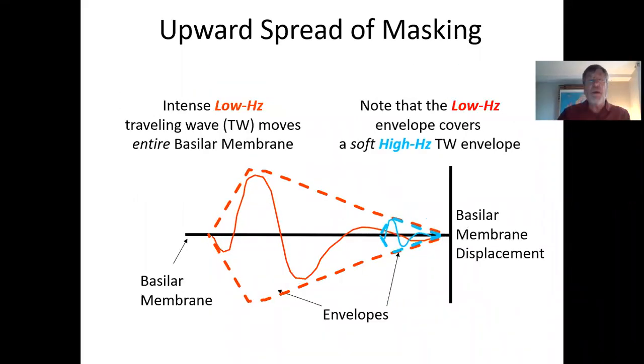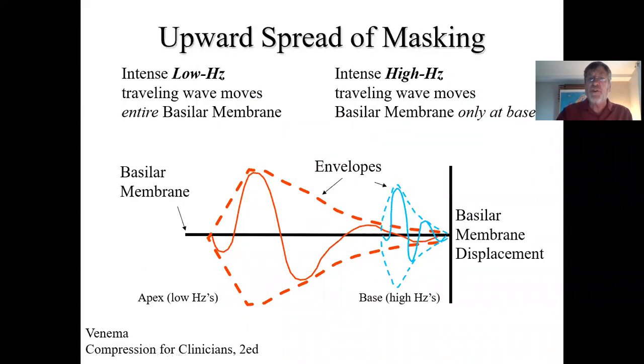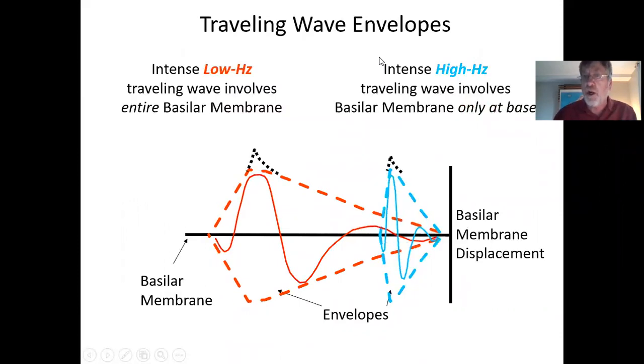So now let's talk about the upward spread of masking. Lows mask highs better than highs mask lows. We talked about outer hair cells sharpening the wave, and that was kind of a diversion because we were first going to be talking about this. And I showed you this slide here with the asymmetrical waves. Look at this, this upward spread of masking. But then suddenly we talked about outer hair cells sharpening the waves.